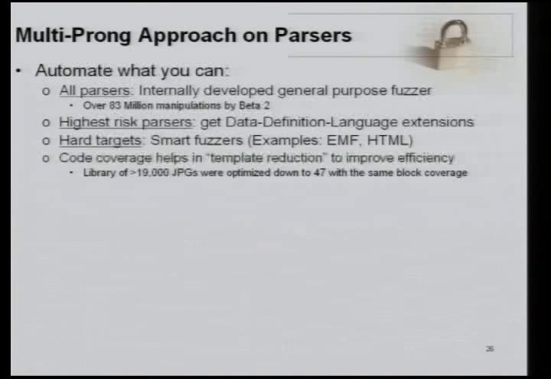So for example, when we went to fuzz JPEGs, we said, give us all your JPEGs, come one, come all, and we had a library of 19,000 different JPEGs that were the input to the fuzzing process. We analyzed the functional code coverage that these JPEGs got, and we were able to collapse these 19,000 JPEGs down to 47 JPEGs that gave us the exact same functional code coverage as all those 19,000, and then put those into the fuzzing process. And that allows us to be that much more efficient about the fuzzing that happens.